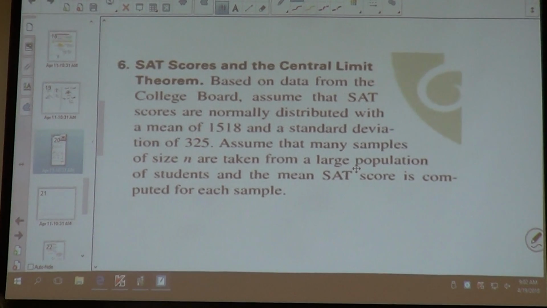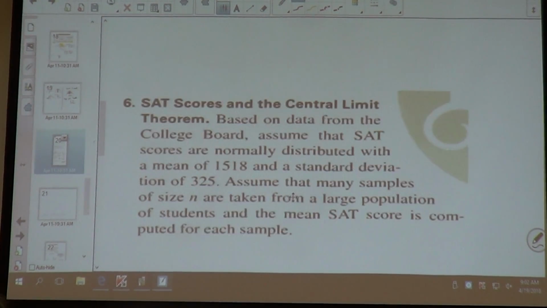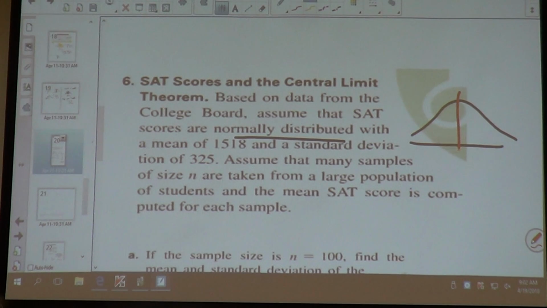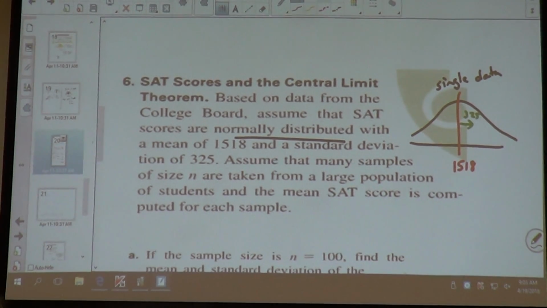It said, based on data from the College Board, assume that SAT scores have a normal distribution. So just to get a picture, we have a normal distribution, we have a mean of 1518, and we have a standard deviation of 325. Assume that many samples of size n are taken. So this is if we had single data. So it is what it is. This is individual single data.